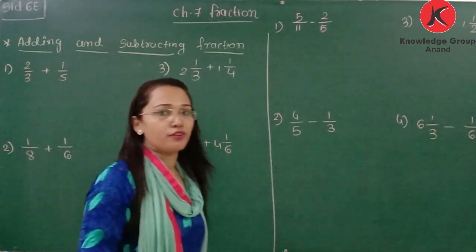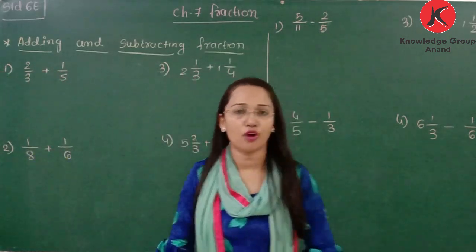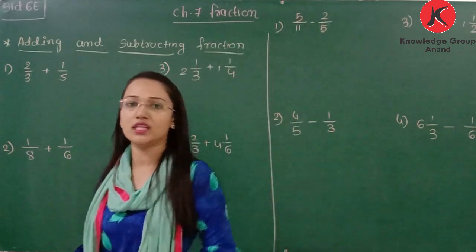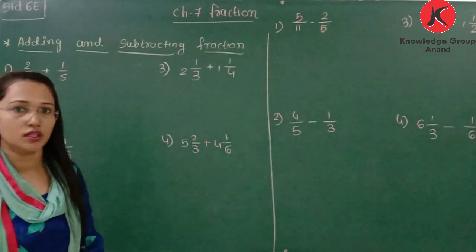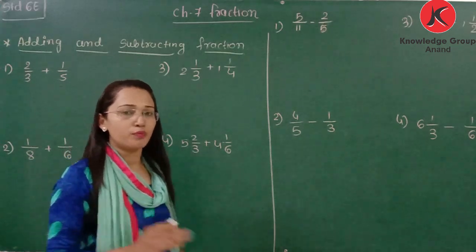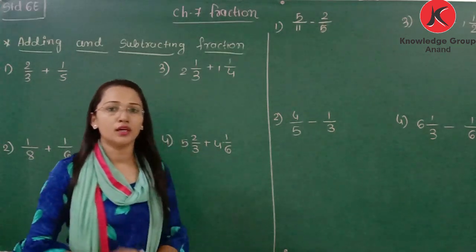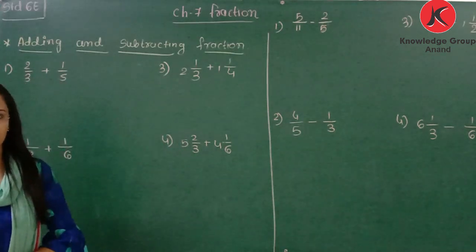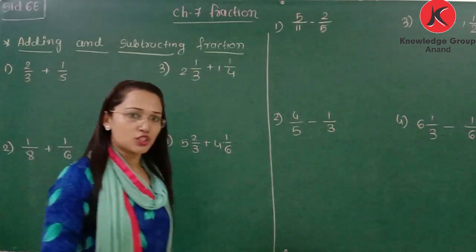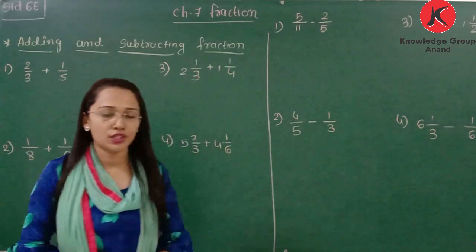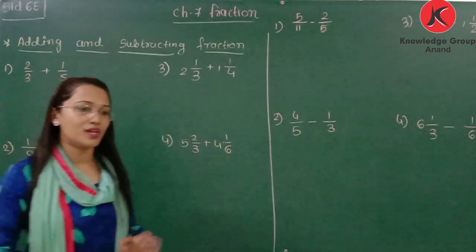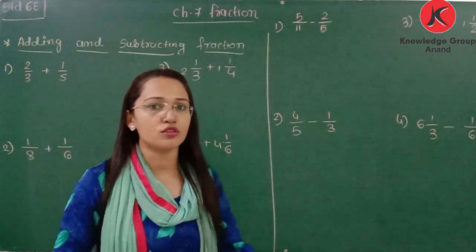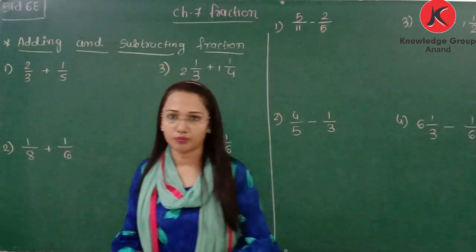Example in which fractions are like. For that, if the addition of like fractions is given, you only perform the addition of the numerators; the denominator remains as it is. Then we learn subtraction of like fractions. In that you only subtract the numerators. Why? Because the denominator is the same.